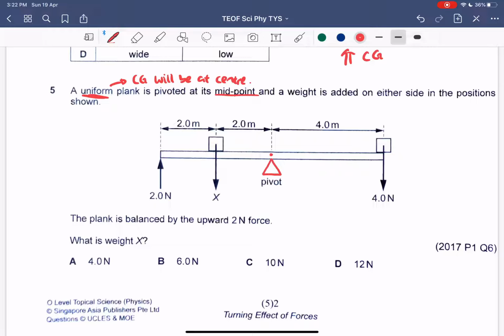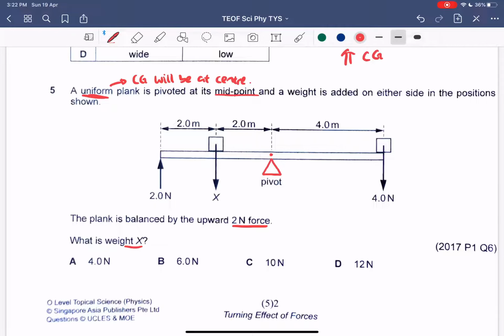If you recall my video where I press the ruler that's balancing at its midpoint, and I press hard on it, I exert a force, it still balances. There's no rotation. So we know that all forces that act directly above the pivot will not create a moment. Now this plank is balanced by a 2 newton upwards force. And then they want us to find the weight of X.